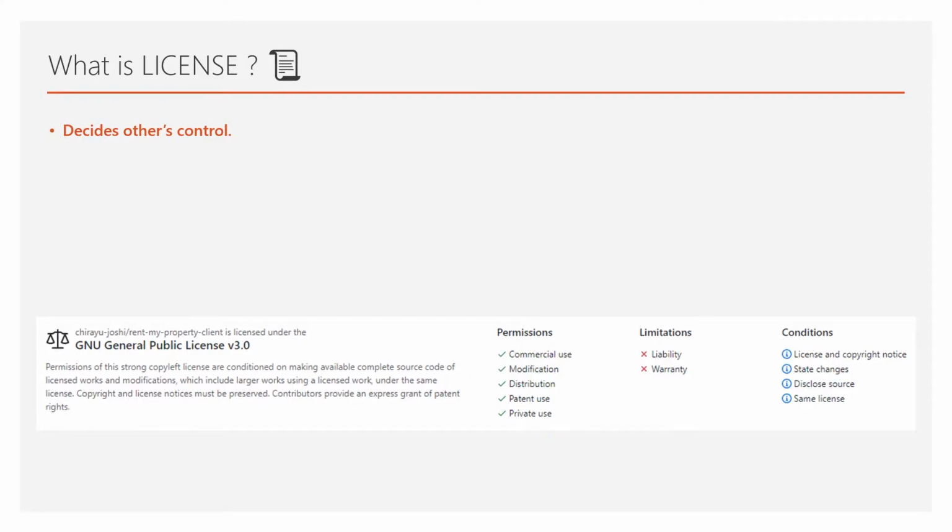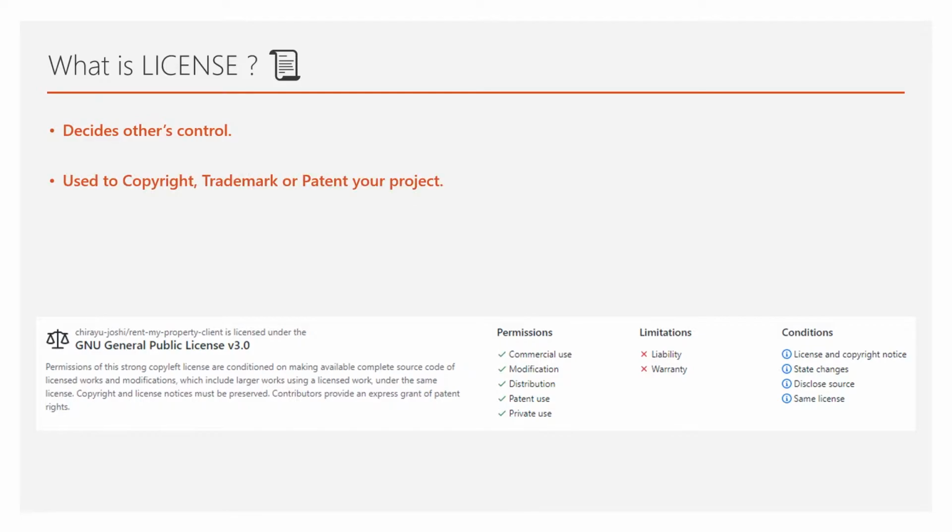Now, another concept which is used in many projects is license. Now, license decides the control of other users, meaning how other users can use your project. What are the permissions they have and what are the other things that they should keep in their mind while they contribute to our project.